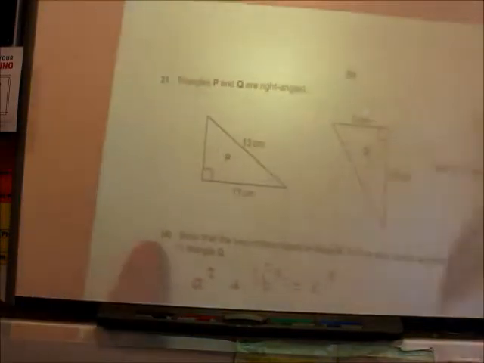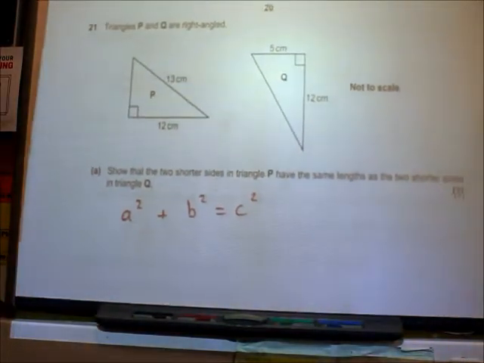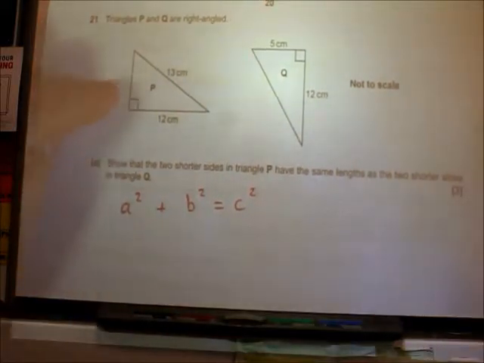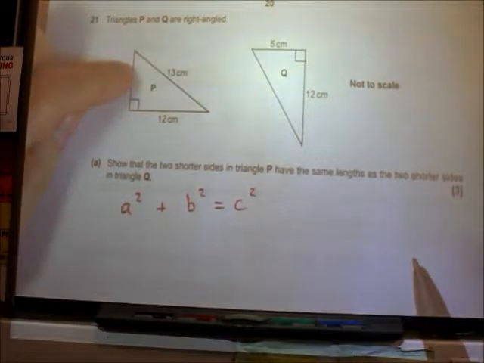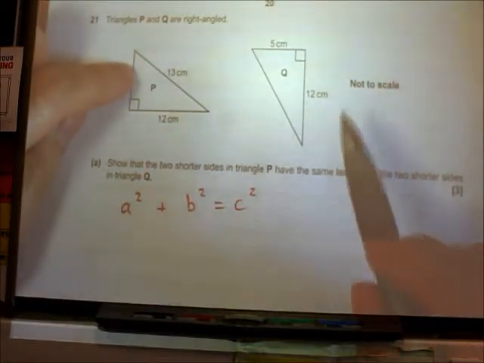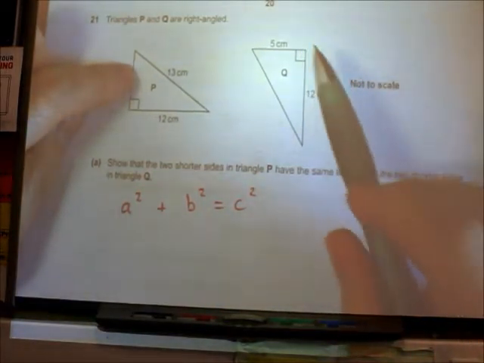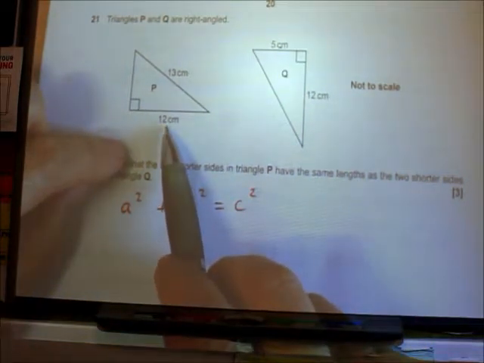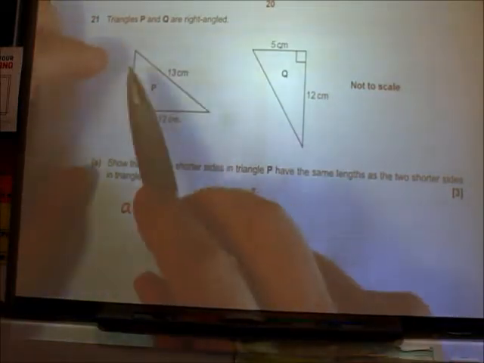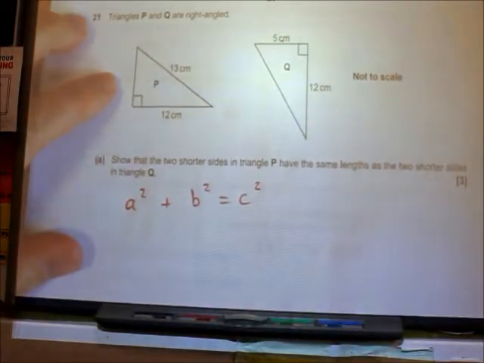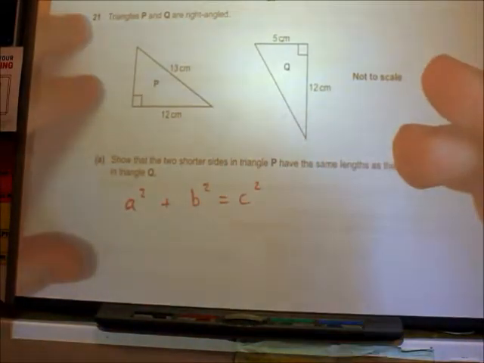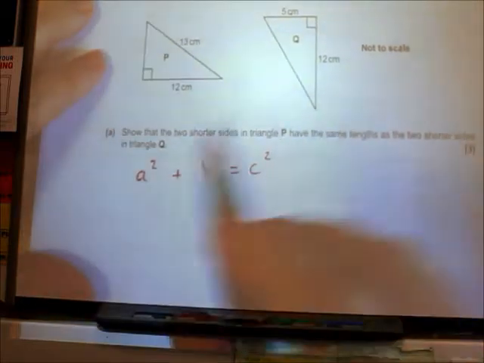Final question. Question 21. Triangles P and Q are right angled. Show that the two shorter sides in triangle P have the same length as the two shorter sides in triangle Q. Well, in triangle Q, your shorter sides are 5 and 12, and in triangle P, one of your shorter sides is 12, but we need to work out this one here. So to do that, we're going to use a little bit of Pythagoras, and even though it's non-calculator, this question works out quite nicely. So we're going to do this one here.